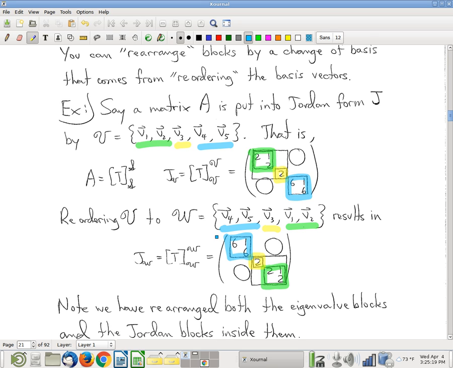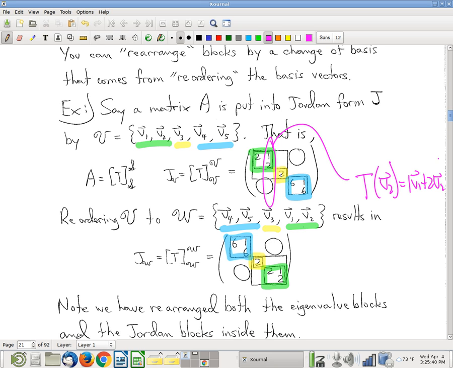Now, how does this rearrangement work? I mean, how do we get from there to there? We talked about this last time. We talked about this column here. That column tells us ultimately T of V2 is equal to 1V1 plus 2V2.